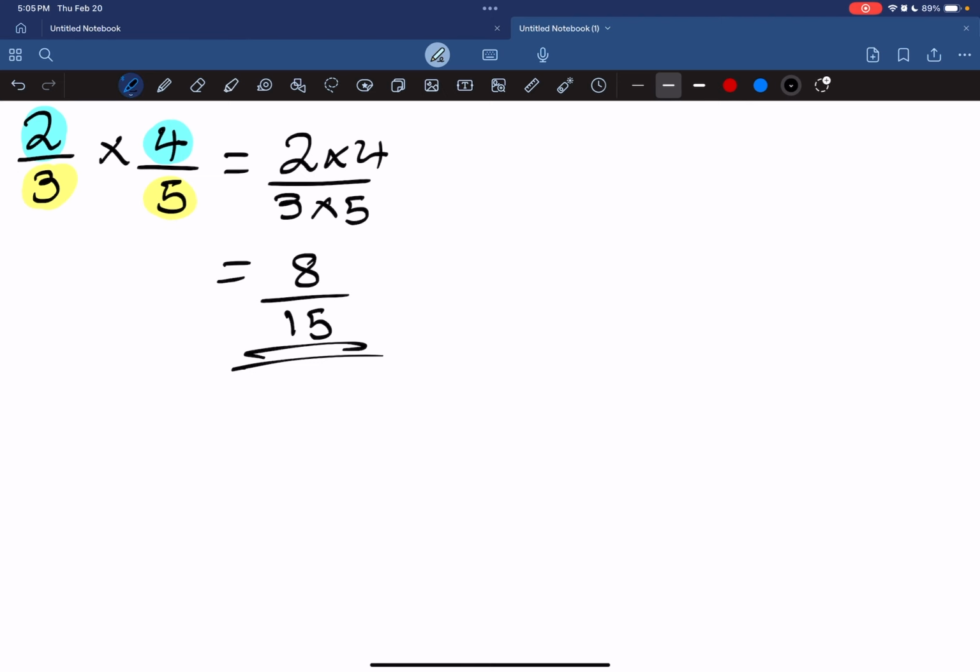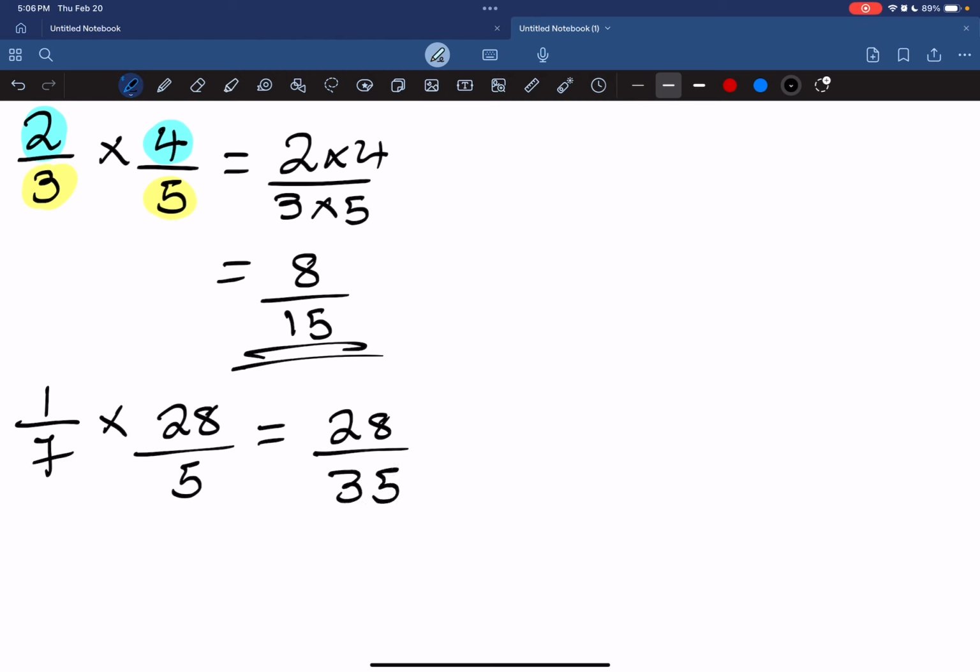So let's look at something else. Let's look at 1 over 7 times 28 over 5. If we go ahead with our normal procedure, we multiply the 1 times the 28. That's going to give us 28. And then if we multiply the 7 times the 5, that's going to give us 35.